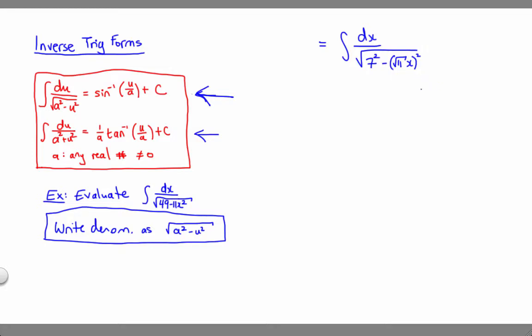Great. So now we're ready to make a substitution. Let's sub u equal root 11 times x, and that would make du equal to root 11 times dx. Okay, so if we look back at our last step here, we're going to be able to rewrite that denominator in the correct form, and what we'll have left over is the dx. So let's move from this step to this step by dividing by root 11. We could say du over root 11 is the same thing as dx.